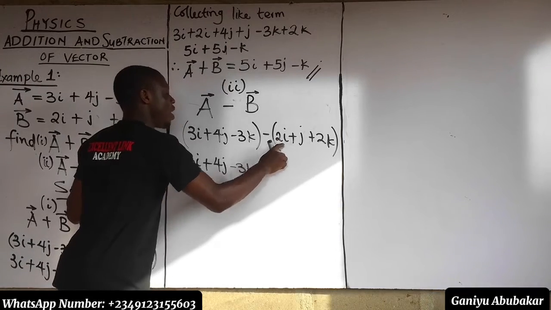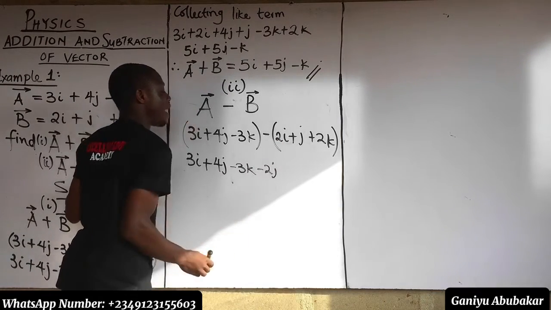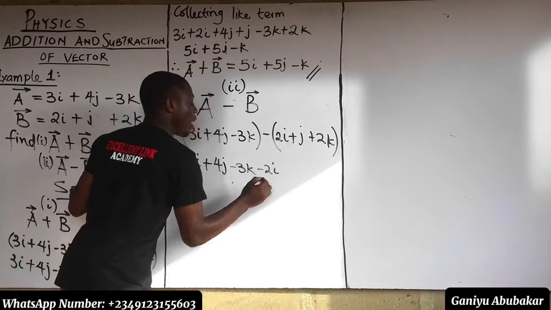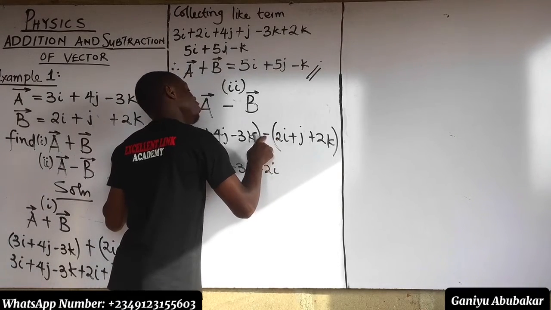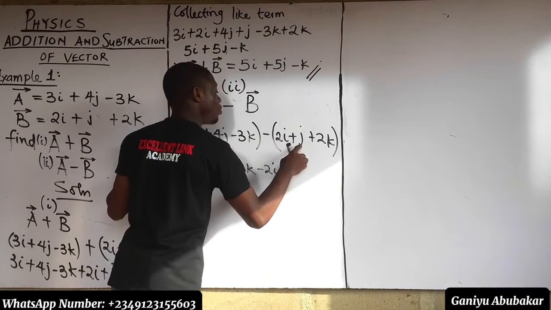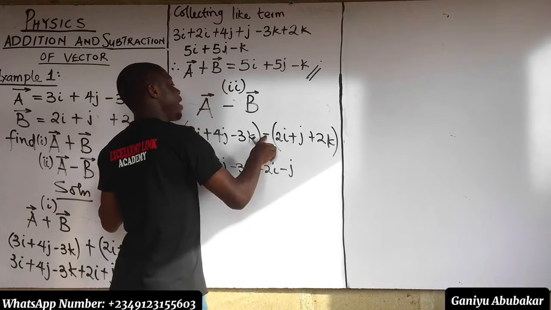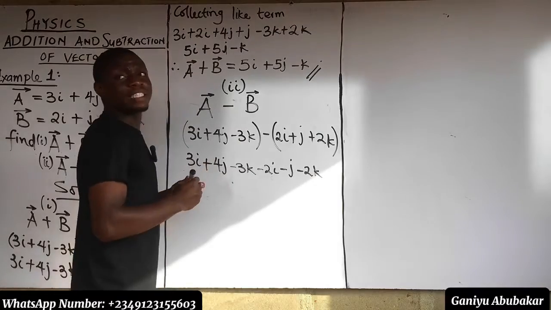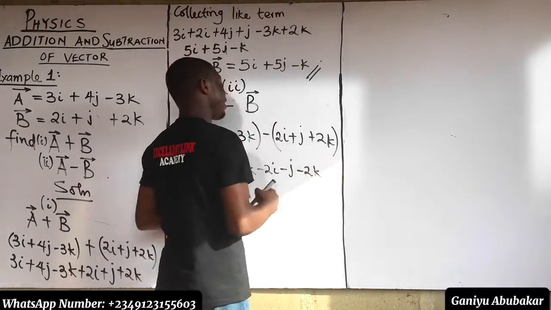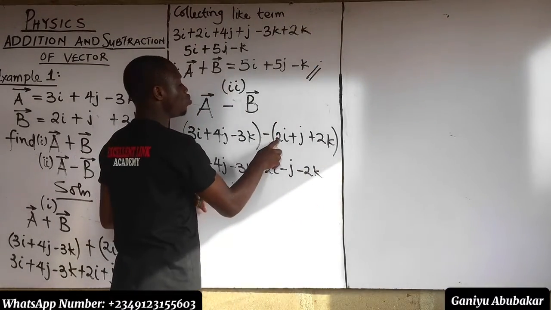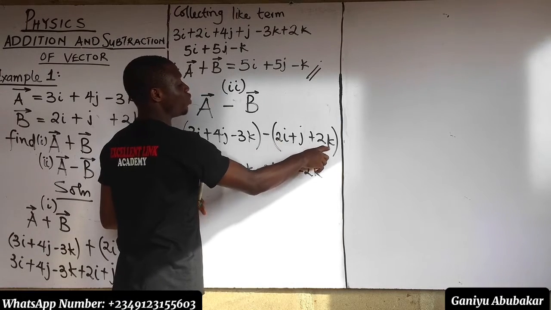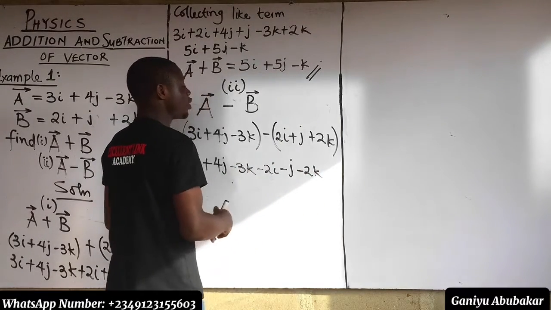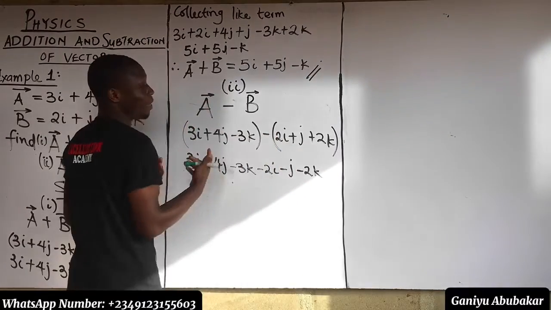So minus times 2i gives minus 2i. Minus times j gives minus j. Minus times 2k gives minus 2k. Observe that if I do not encase this one in a bracket, I will end up having minus 2i plus j plus 2k, which is wrong. So ensure that you encase each of them in a bracket.